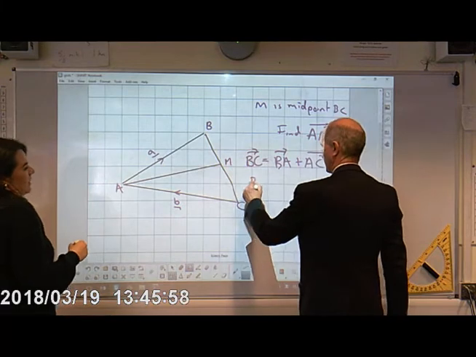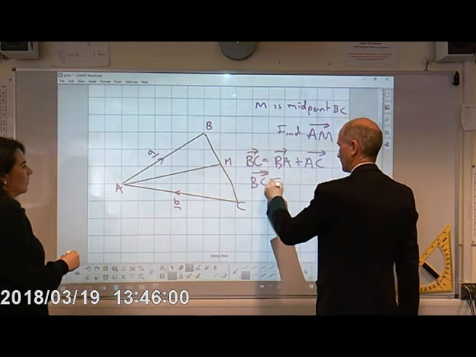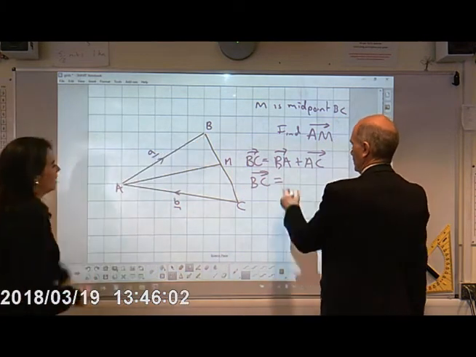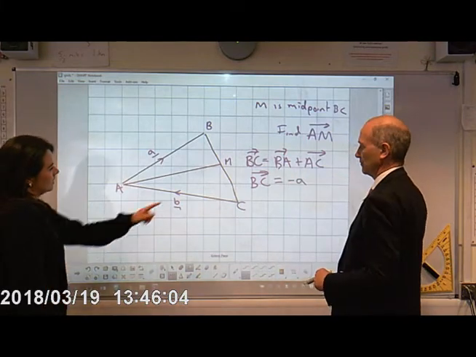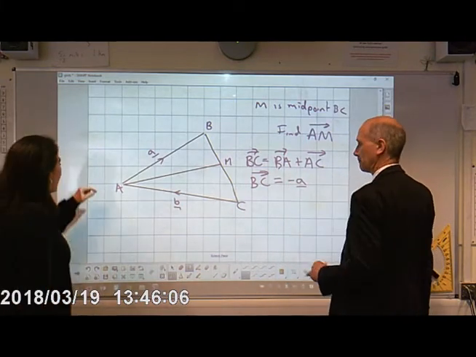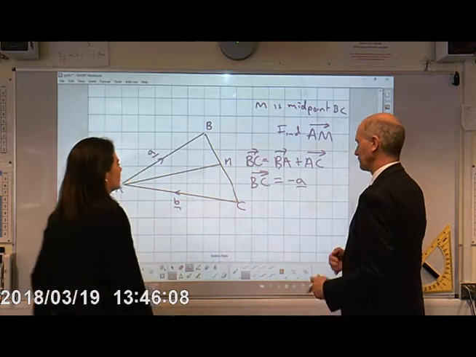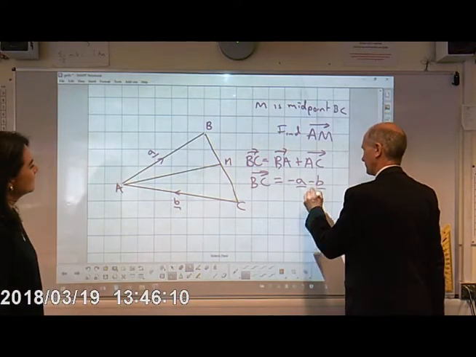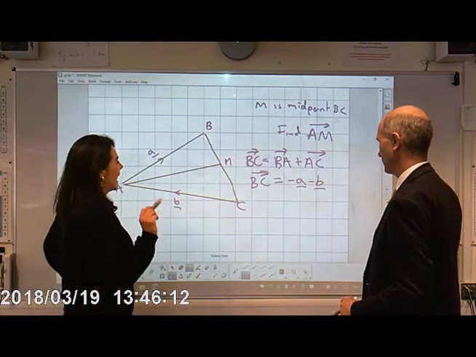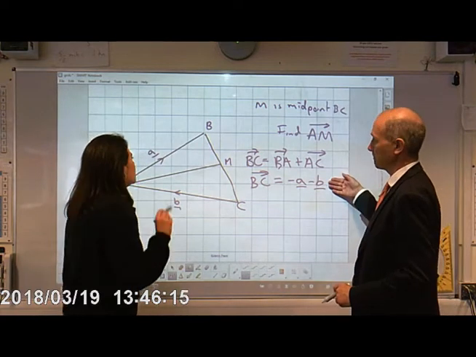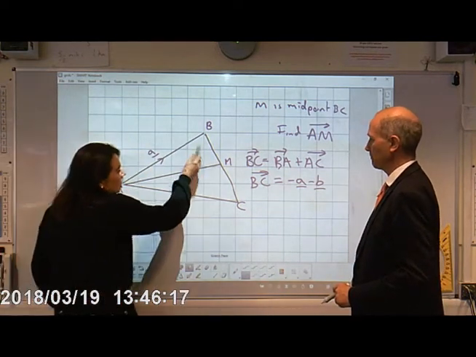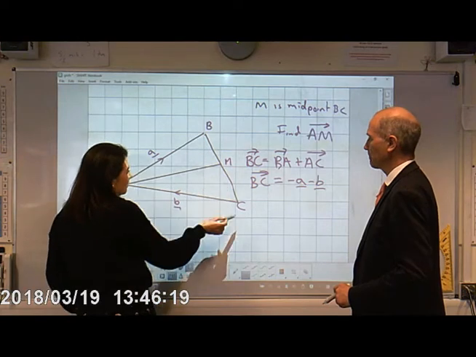And then we look at our vectors and we decide what that is. So to go from B to A, that's minus A. Got to have an underline there. And then to go from A to C, that's minus B. There we go. Okay, and there is our vector for BC. So we've got that now. We know what this is and we can label it if we want to.